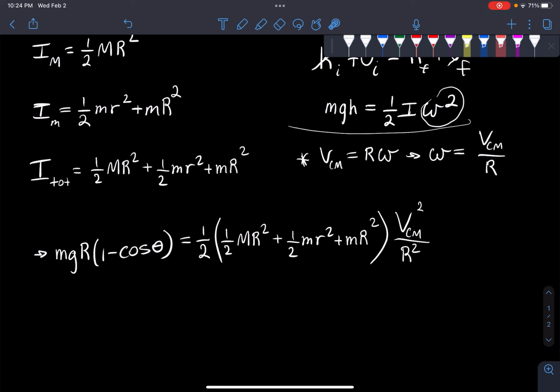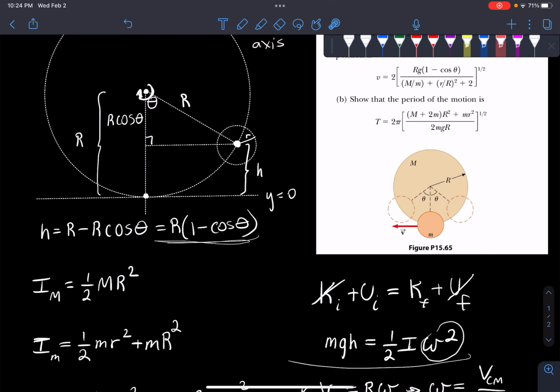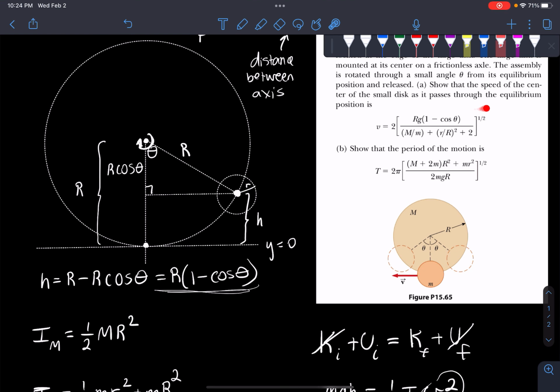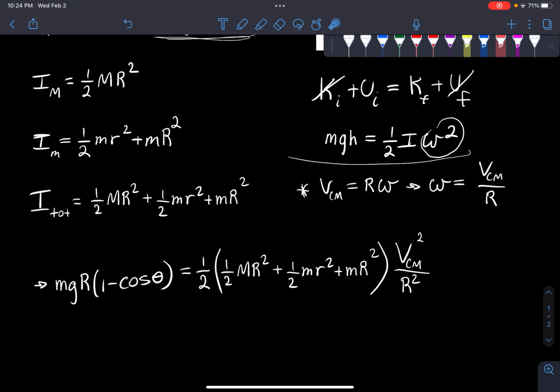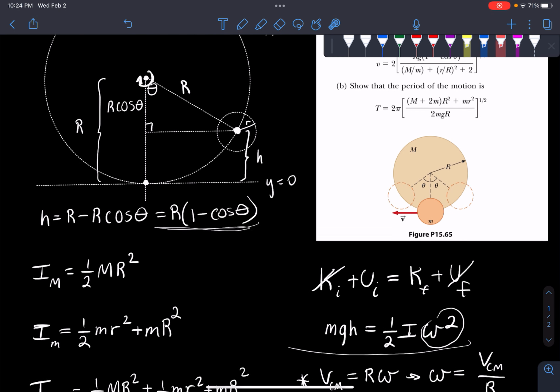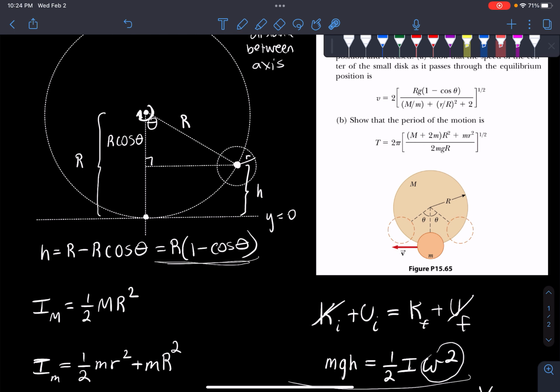Okay, so now we're trying to solve for the velocity of the center of mass. That is what we're trying to show right here. And we have all the given variables. We have r's and m's and thetas. Now it's just a matter of doing some algebra to show that it equals that.